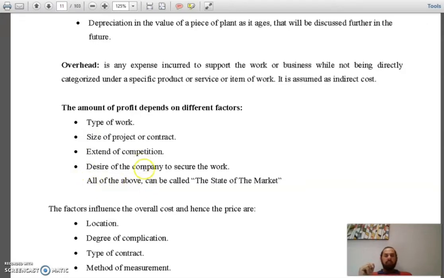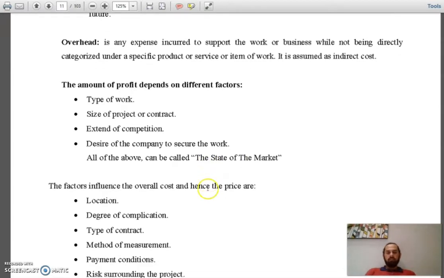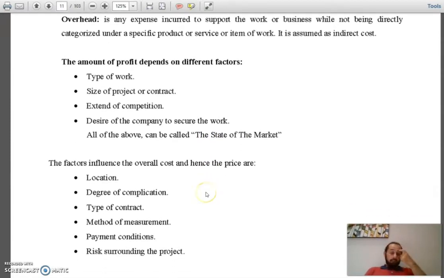All of the above can be called the state of the market. The state of the market gives the scope or the extent of the profit that you want to have. Like nowadays, we don't have that much construction market, for example. So the prices for the projects are very low, and people are taking projects just to survive. This is very important to take into account: people nowadays want to take any project at least to cover their expenses, salaries, rents, and all these things.